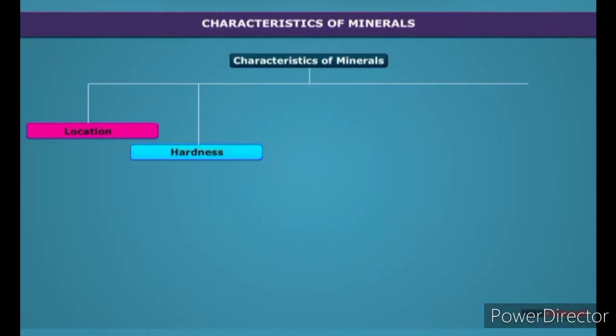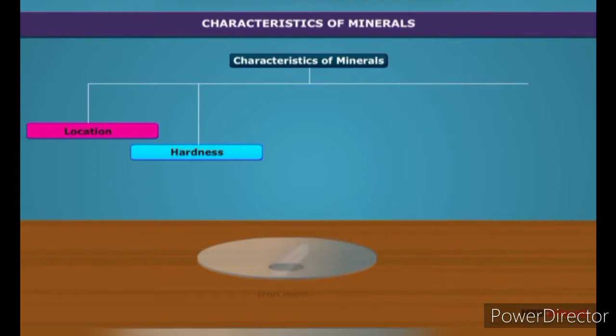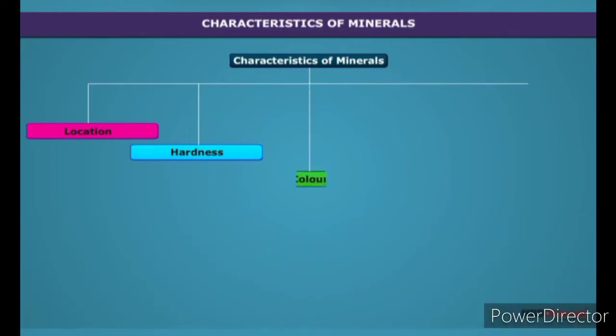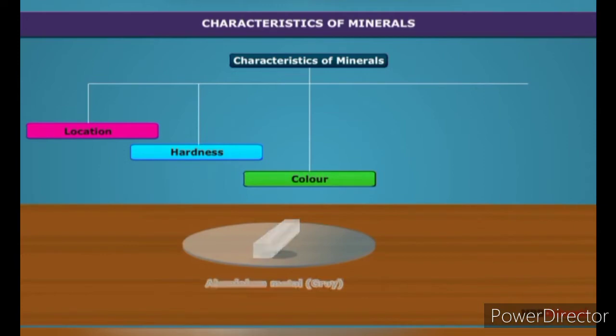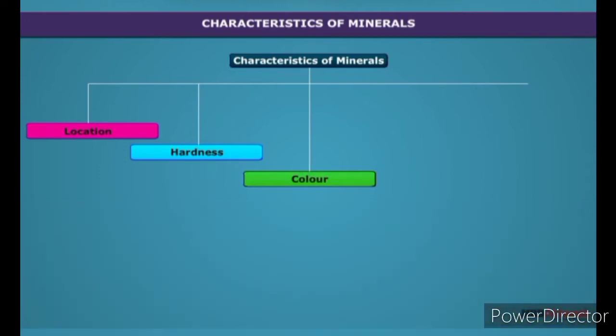Hardness. Hardness is defined as the level of difficulty with which a smooth surface of a mineral specimen may be scratched. Hardness has historically been measured according to the Mohs scale. Color. Most minerals have a distinctive color that can be used for identification.